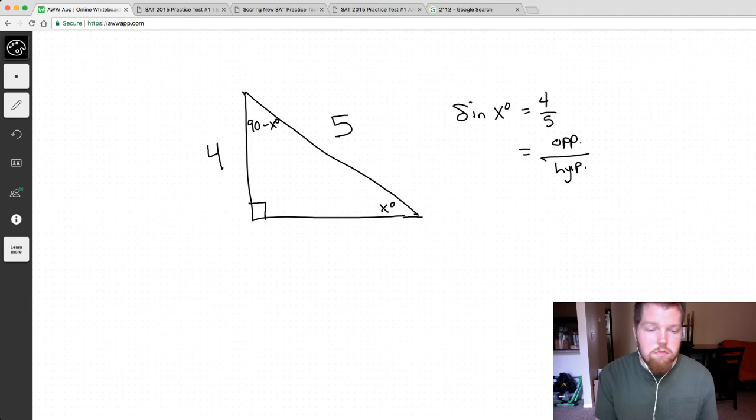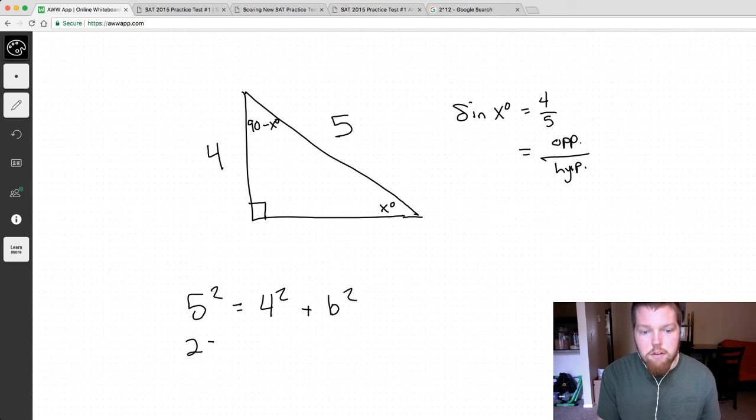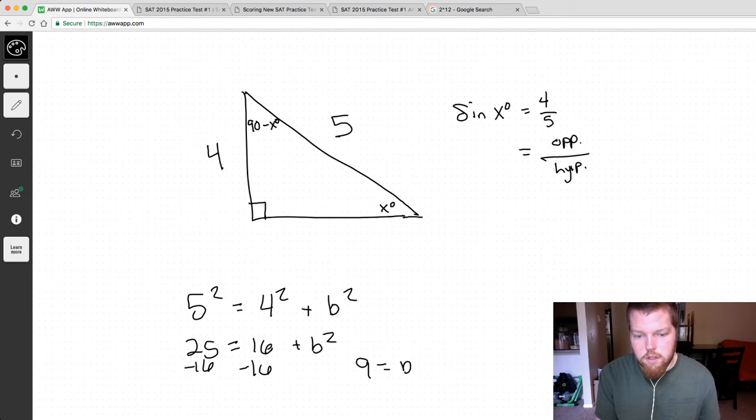So if we want to solve for this side here, we'll do 5 squared equals 4 squared plus b squared. 25 equals 16 plus b squared, minus 16 from both sides. 9 equals b squared. Take the square root of both sides to get b equals 3. It's a 3, 4, 5 triangle.